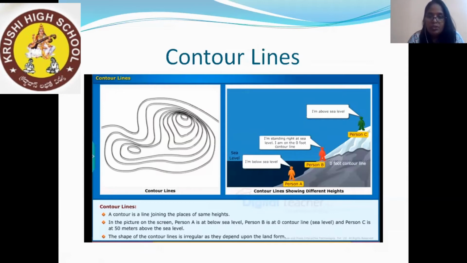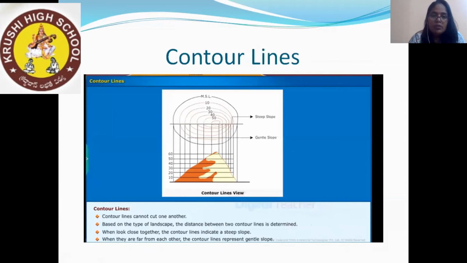Is that clear to children? That means above 0 meters, the person is standing at 50 meters, right? So he's standing at the height of 50 meters. Yes. Now contour lines cannot cut one another, isn't it? So they never cut or intersect each other, and the contour lines will be irregular as they depend upon the landform. Is that clear to you children?